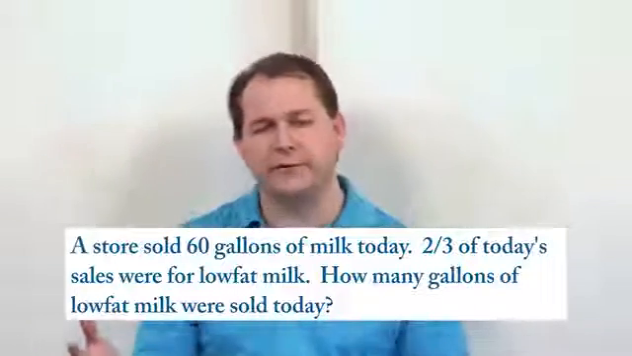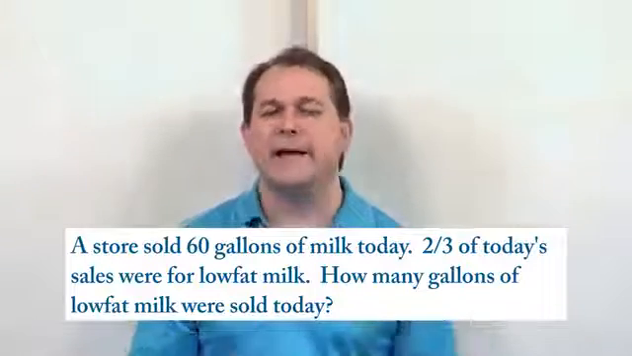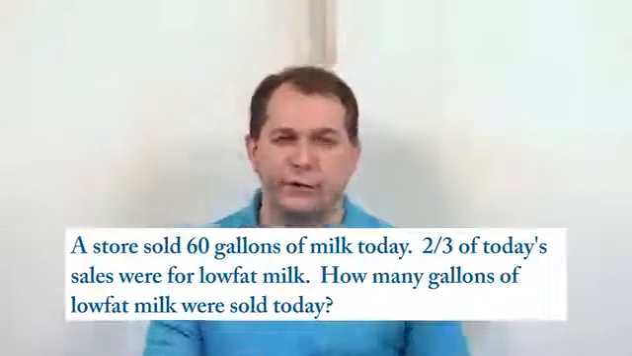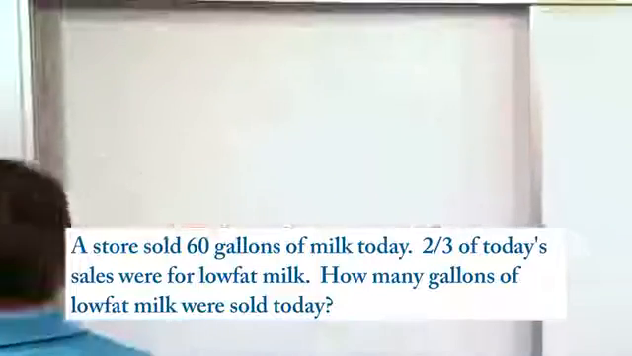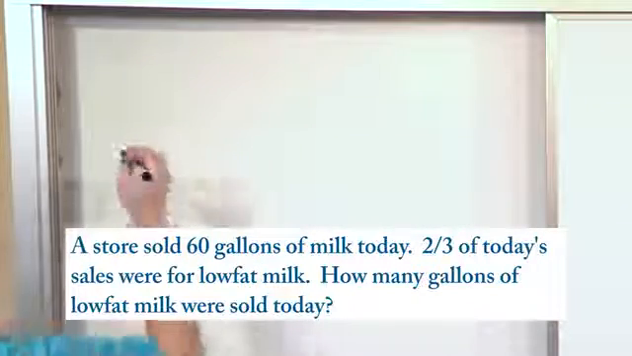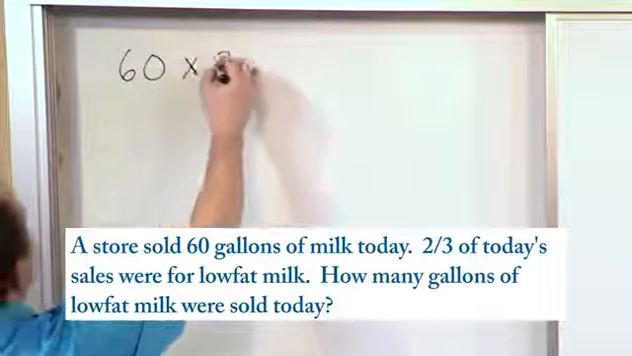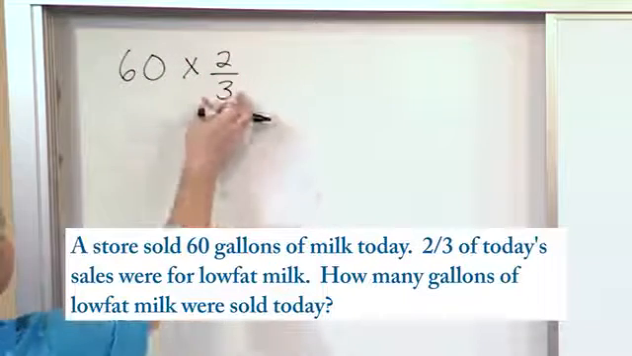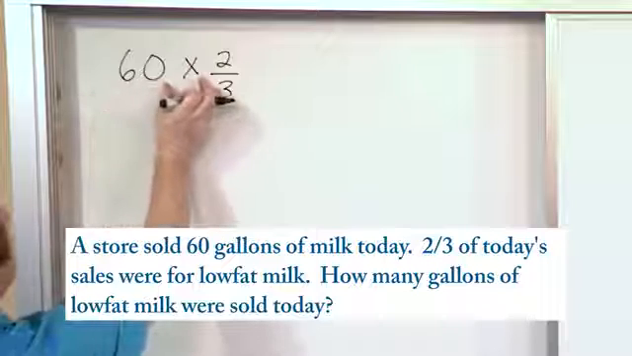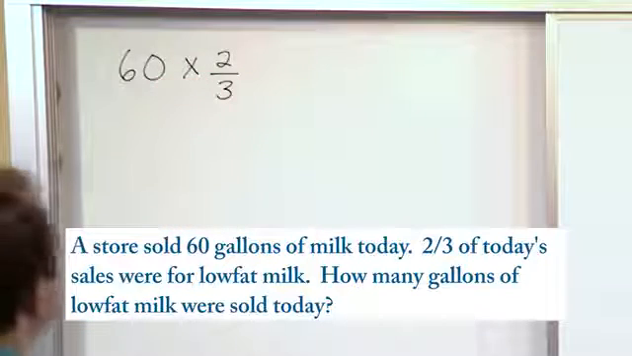But anyway, in terms of logic, you know how many gallons were sold today. 2/3 of today's sales was for low fat. So clearly we want to multiply these two things together to figure out the answer. So you have 60 gallons of milk that we sold today, but only 2/3 of them were actually low fat. So 2/3 of the 60 gallons, the "of" basically implies that you're multiplying.